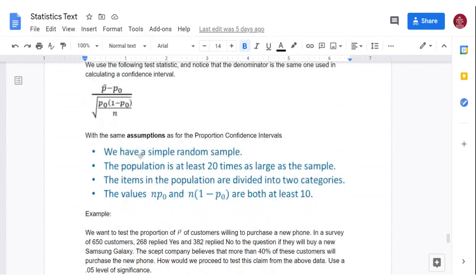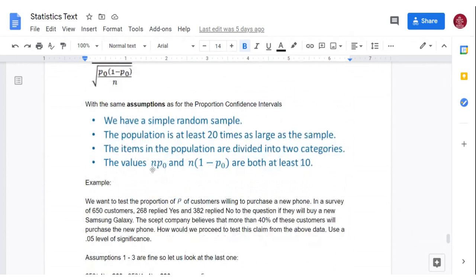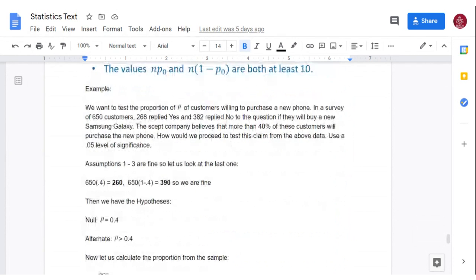So we have a simple random sample, and the assumptions are slightly different. The population is at least 20 times as large as the sample. The items in the population are divided into two categories. The values N times P sub 0, that's N times the population proportion, and N times 1 minus the population proportion, both have to be greater than 10. So these two right here are the major ones. You got to divide the data into two categories, yes and no, true and false, black and white. And then you got to find out that the N times the proportion and N times the complement of the proportion are greater than 10 each, or at least 10.